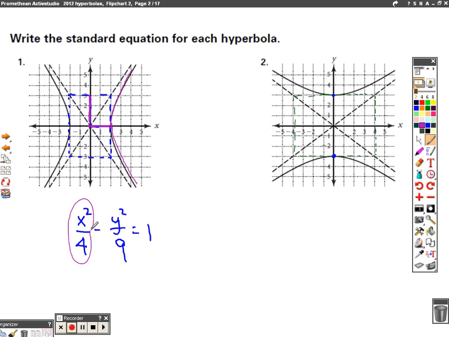All right. What about number 2? Can we write the equation for that real quick? I'm going to pause. You guys hit pause. Try it on your own if you haven't tried it yet. And then hit play, and the answer will be here.